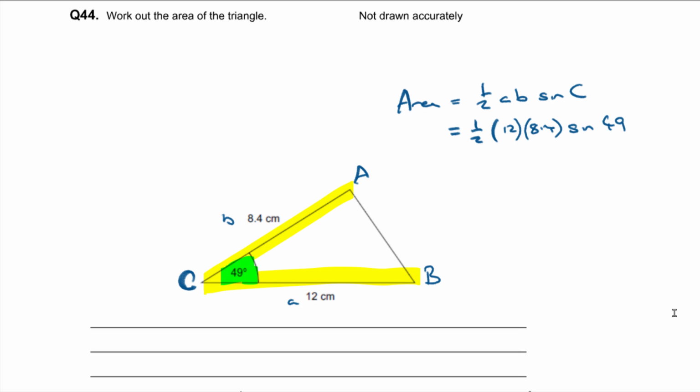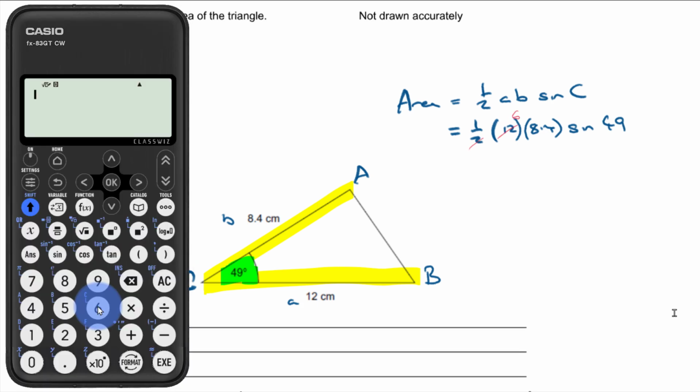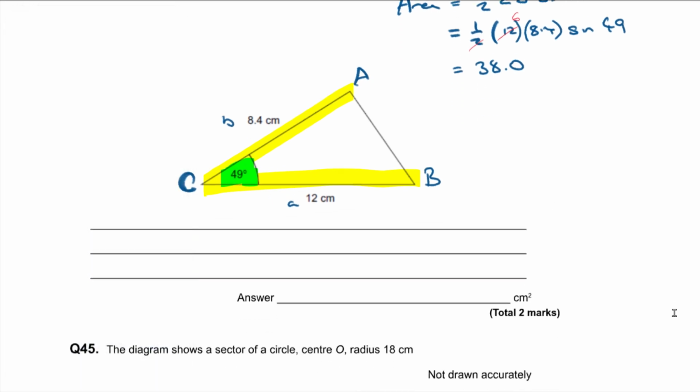I might just halve the 12 and get 6, just to make things a little easier to type in. So 6 times 8.4 times the sine of 49. That is 38.0. So that's my answer, 38.0 centimeters squared, I guess.